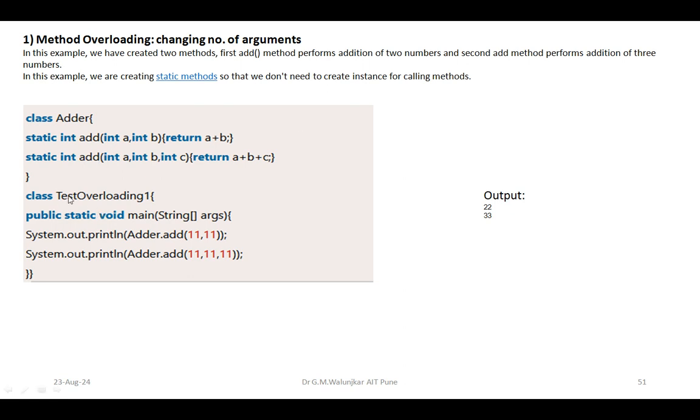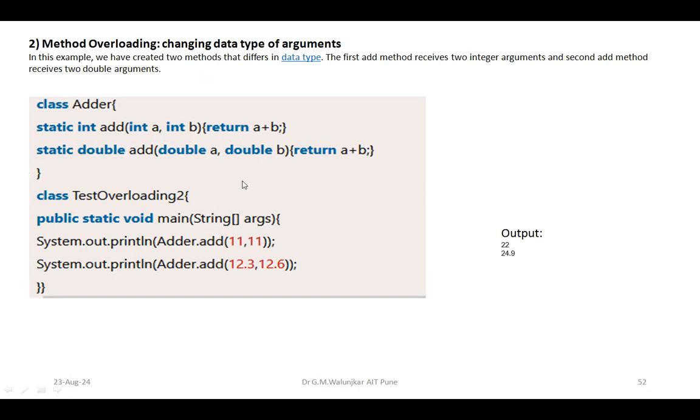So here, in some test overloading class you are writing the main method and you are calling this particular add function of the Adder class. As these are static methods, you can directly call them with the class name, Adder.add, with two parameters and with three parameters. Your output is generated accordingly, 22 and 33, after execution of this statement. So this is nothing but method overloading.